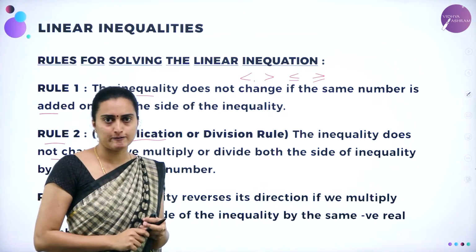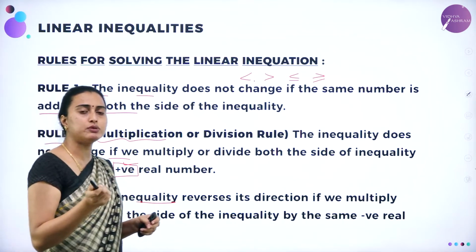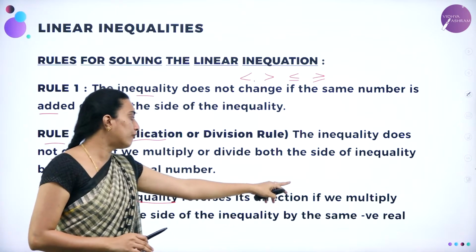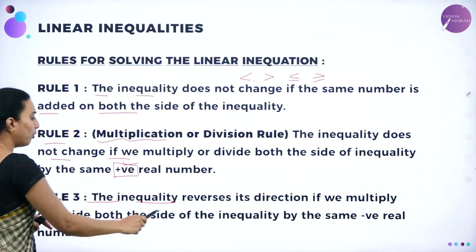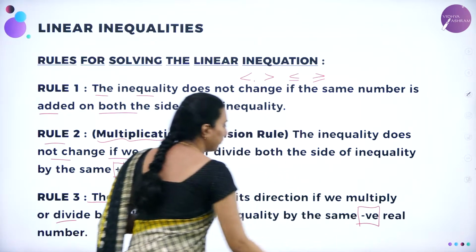It will remain as it is. Next, Rule 3 says that the inequality reverses. Reverses means it will be the opposite direction, opposite signs, if we multiply or divide both sides of the inequality by the same negative real number.